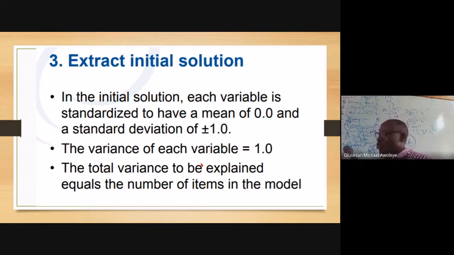Because 75 is greater than 25, true. So what that is saying is 75% of the variance is represented in your model, which means that the remaining 25% is what you have not covered, which is still good enough. You understand? So it's saying that the total variance to be explained must equal the number of items in the model.